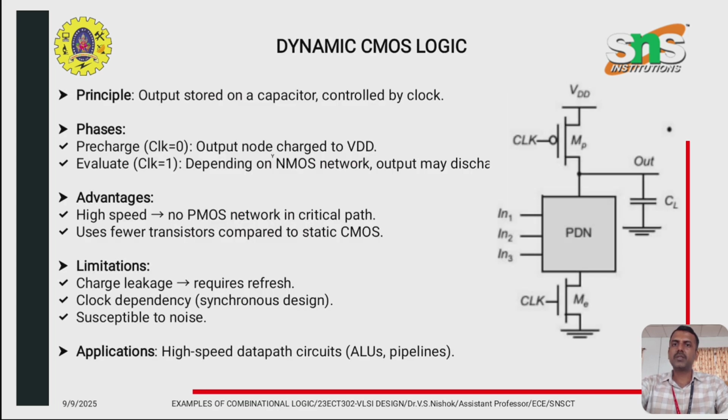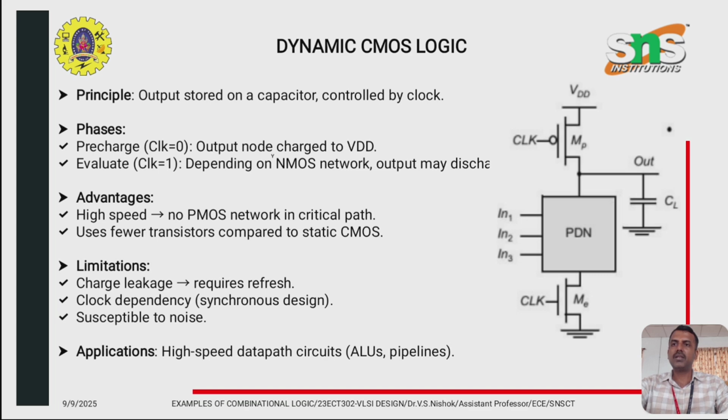Coming to the dynamic CMOS logic, compared to the static CMOS, the number of transistors is reduced with the given general structure. Here only the pull-down network is considered, and instead of a pull-up network, we have one PMOS transistor and one NMOS transistor connected with the clock signal. The clock signal has two phases, pre-charge and evaluate. When clock equals 0, it is called pre-charge mode. When clock equals 1, it is called evaluate mode. Based on the clock signal input, the output may vary.